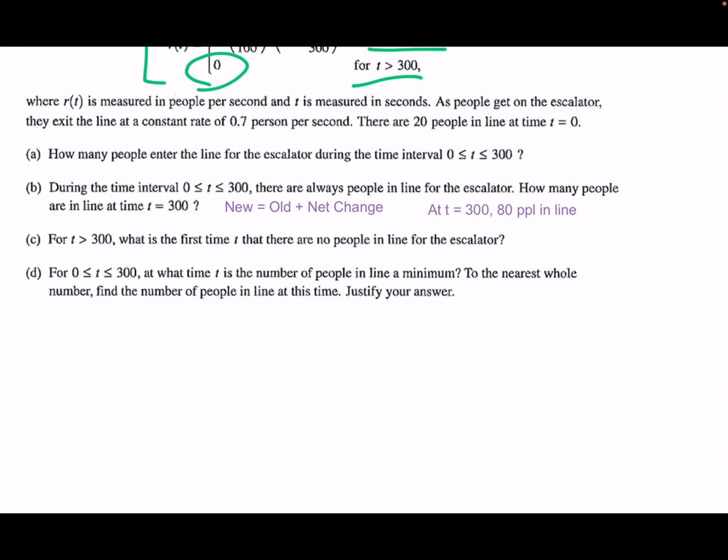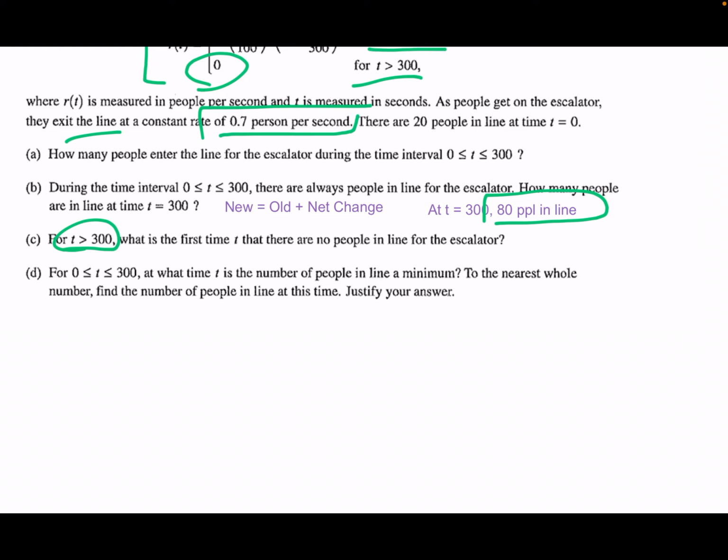So after 300 seconds, my 300 second interval is up, nobody's getting on the escalator, okay? So to understand that after time 300, so for t greater than 300, nobody else is getting on the escalator, there's only people getting off the escalator. So if that's the case, I need to figure out what to do with these 80 people in line that are still there at time 300 that I found in part B, and if they're continuing to get off at a rate of 0.7 people per second, then how do I calculate how long it's going to take them to get off that line?